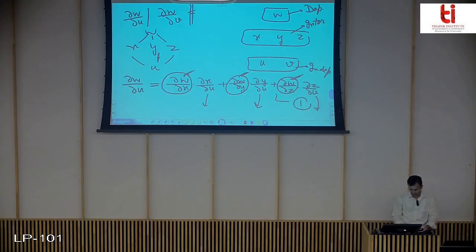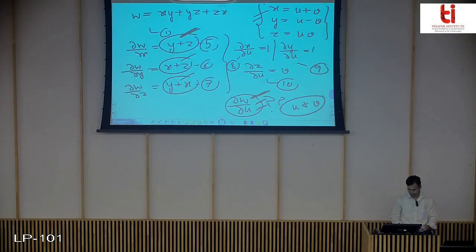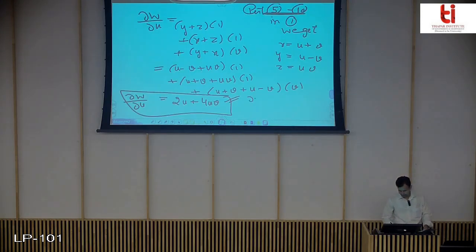However, there is one more thing asked in the question: you have to find the value at the point (1/2, 1). So let me just do it. This value at (1/2, 1) is 2·(1/2) + 4·(1/2)·1. So this gives you 2 times a half, which is 1, plus 2, which is equal to 3. The result is 3.